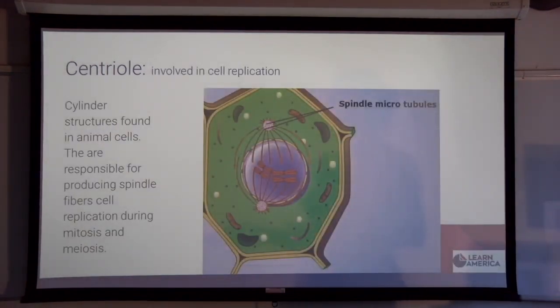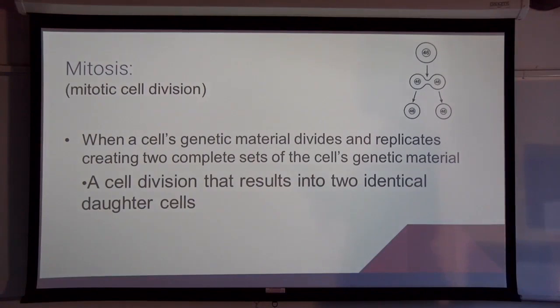All right, so we're going to leave the ribosome and head over to the centriole. The centriole is involved in cell replication. It's time to make copies of the cell. The centrioles are rod-like structures found in the cell, and they're responsible for making spindle fibers when the cell is ready to replicate. The first process we're going to look at is mitosis, also referred to as mitotic cell division. Mitosis is when the cell replicates, creating an identical copy of itself. So you'll end up with two identical copies.